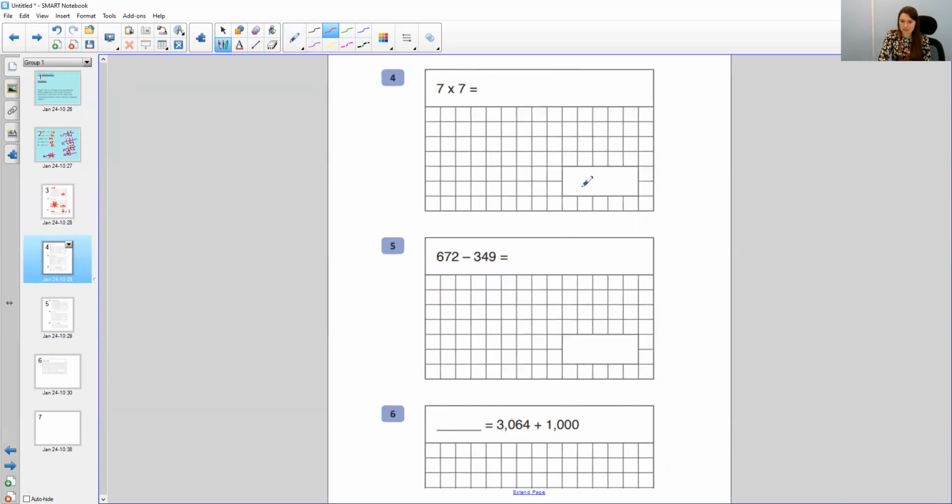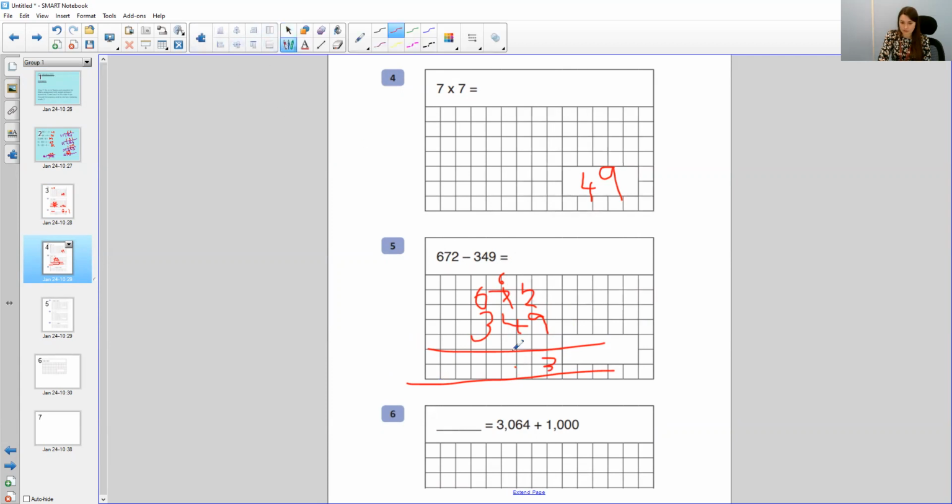7 times 7 is 49. And then we're moving on to column subtraction. So let me draw out my numbers, stacking them up really carefully. Okay, 2 take away 9. I can't do that, so I go next door and get 10 more, bring over my regrouped 10. 12 take away 9 now is 3. 6 take away 4 is 2. And 6 take away 3 is 3, so 323.